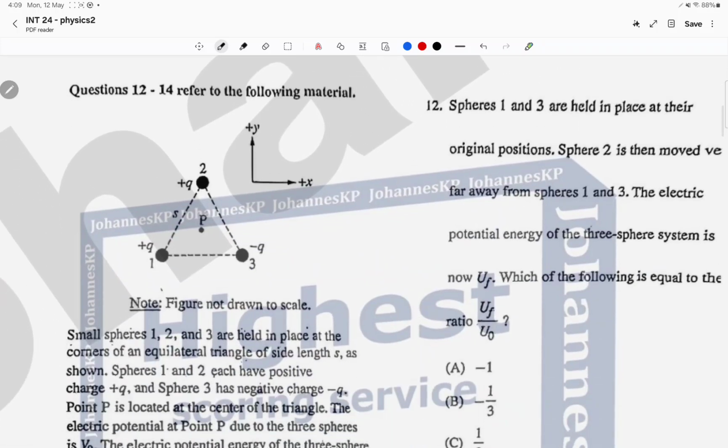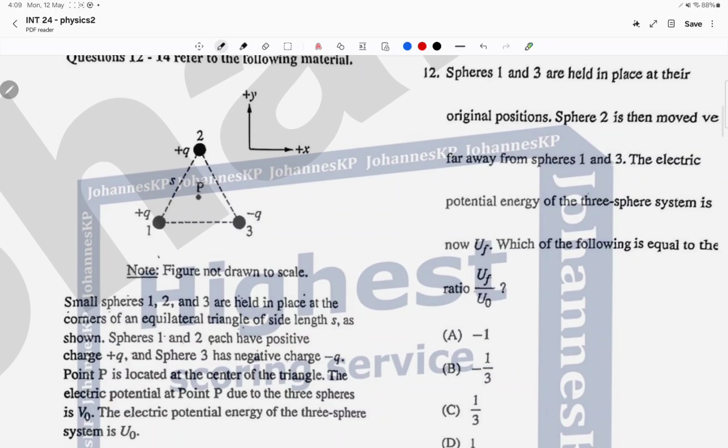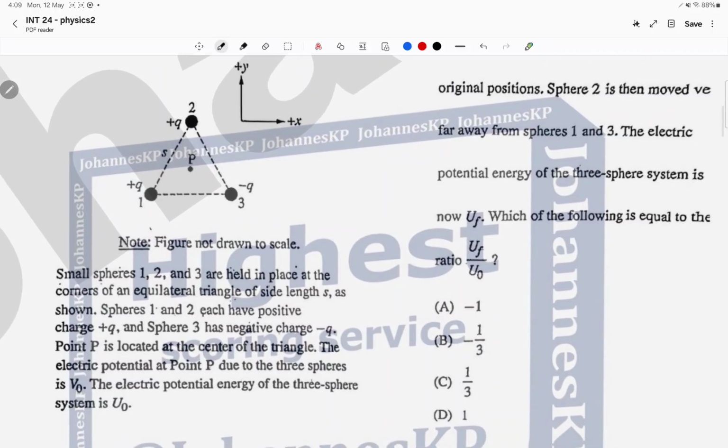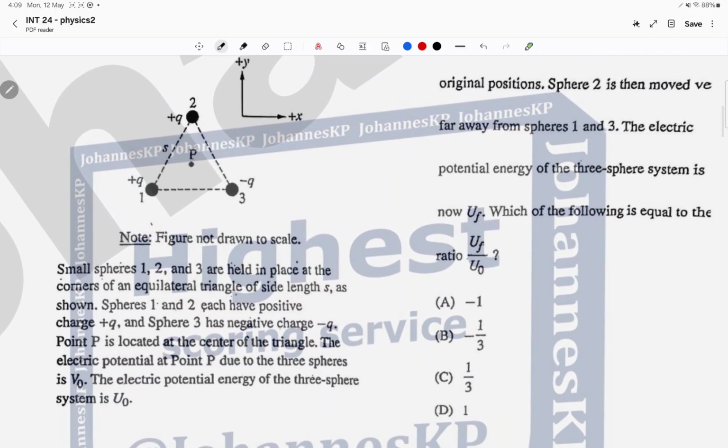12. Ooh, this one. You know what's funny? A question similar to this, but in a different configuration, came back in the 2013 full test. And some people say don't do the old tests. They're very wrong. Alright, small spheres 1, 2, and 3 are held in place at the corners of an equilateral triangle. Point P.